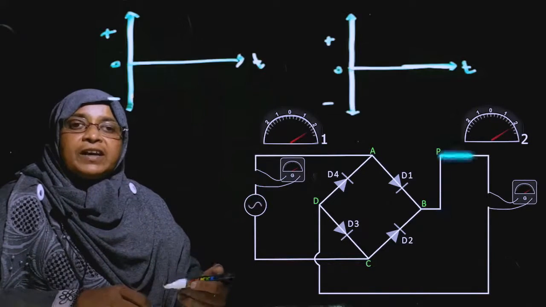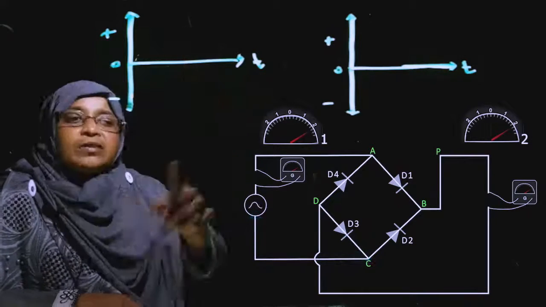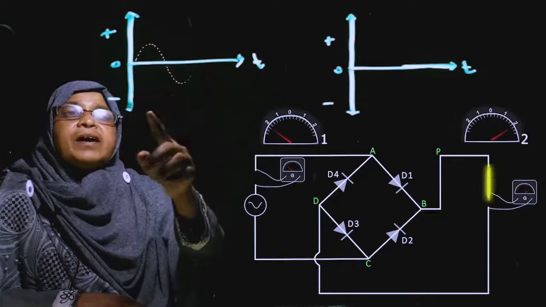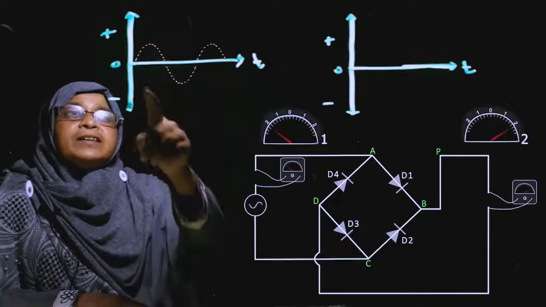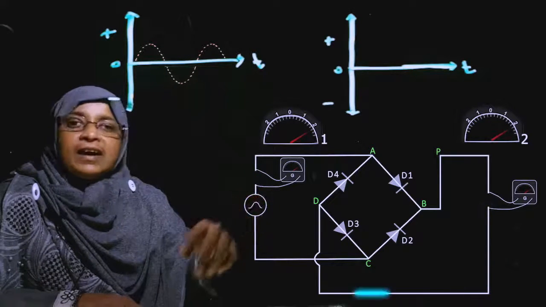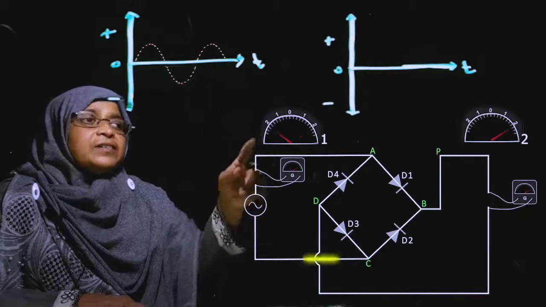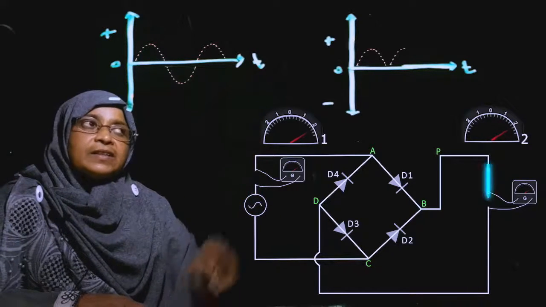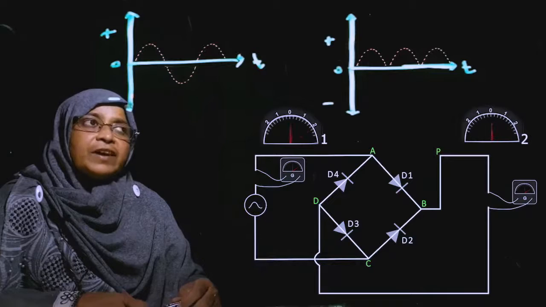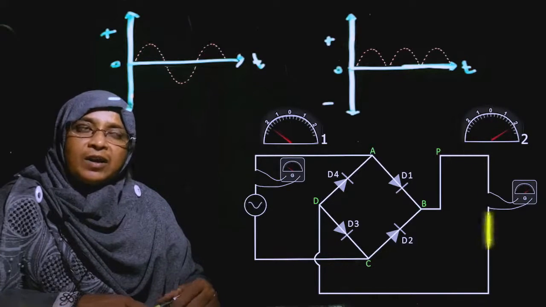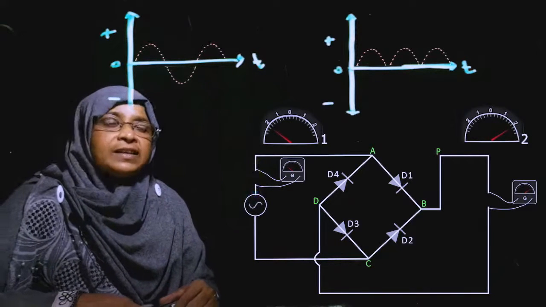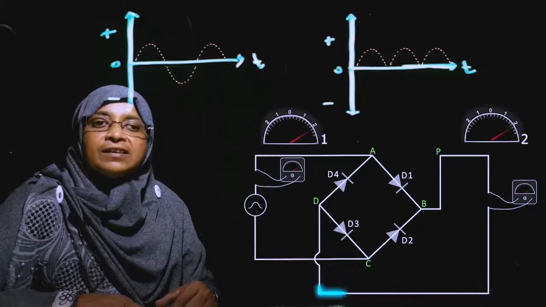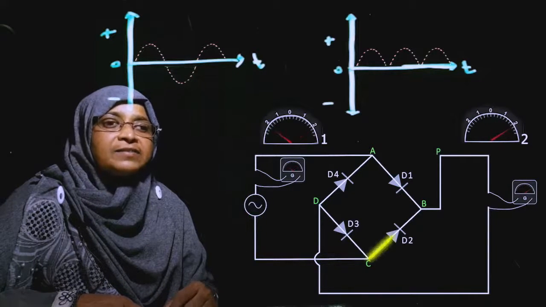So, we can draw the graph for this. Now the alternate current read by the galvanometer 1 represents this graph, and the rectified current from the galvanometer 2 represents that graph. This shows the full wave rectification. Now we have corrected the direction change by this bridge.